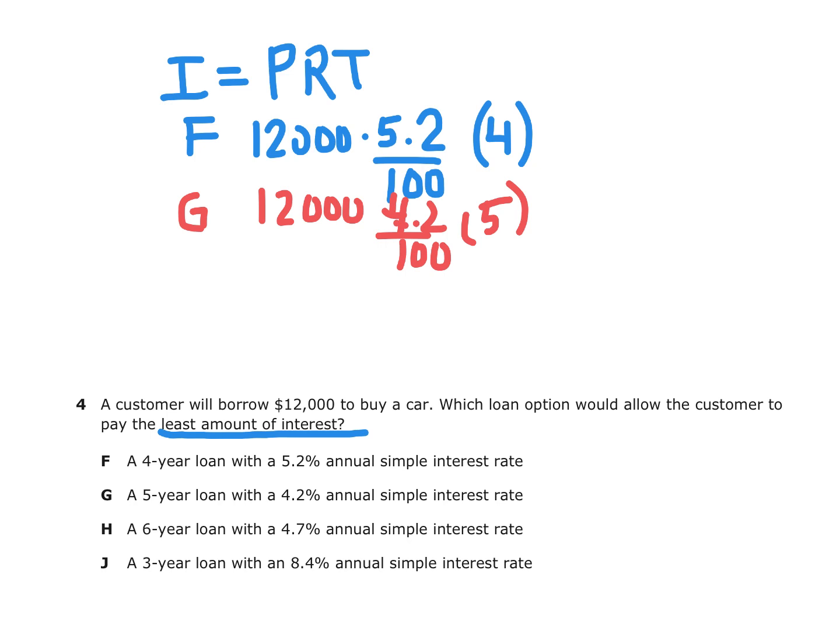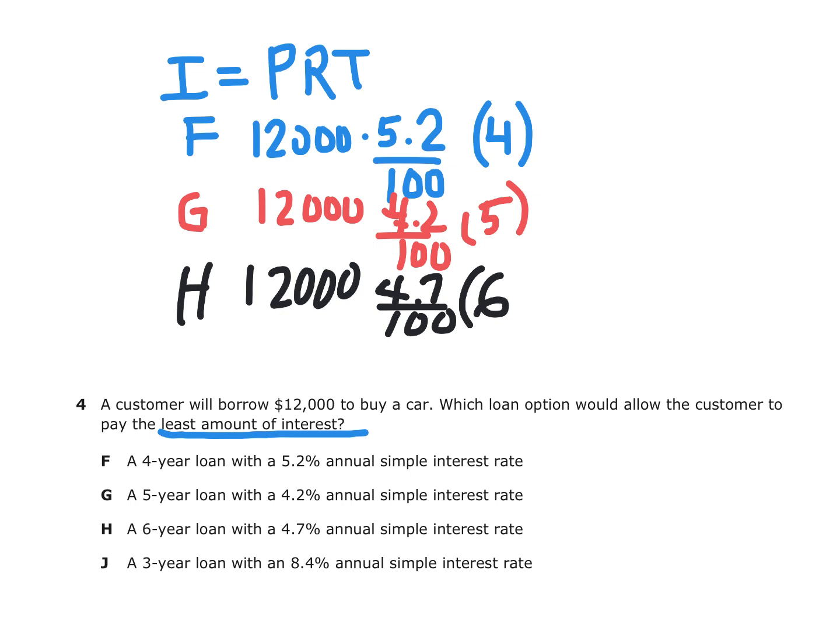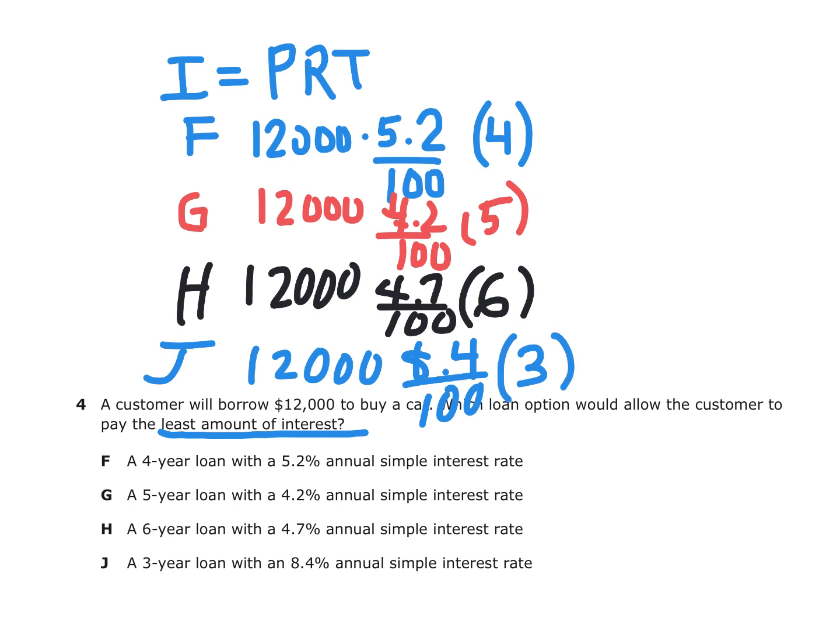And then for H, we're going to have 12,000. And we're going to have 4.7%, so it's over 100, for how many years? For 6 years. And there's one more, that would be J. J is going to be the same 12,000. And we're going to have 8.4%, that's kind of high, 8.4% divided by 100 is the percent. And for 3 years, multiply that by 3. And so we'll get the least amount and see which one is the best option.